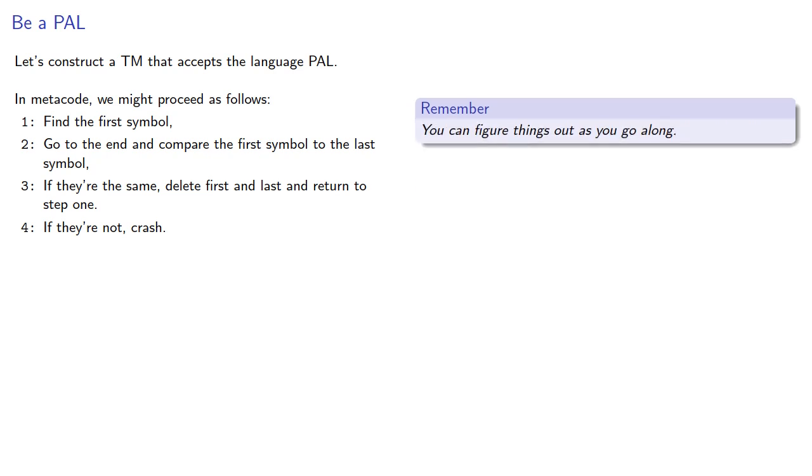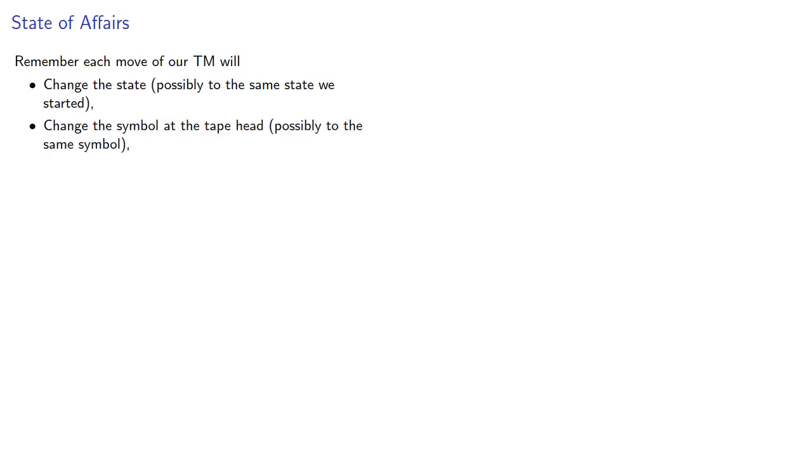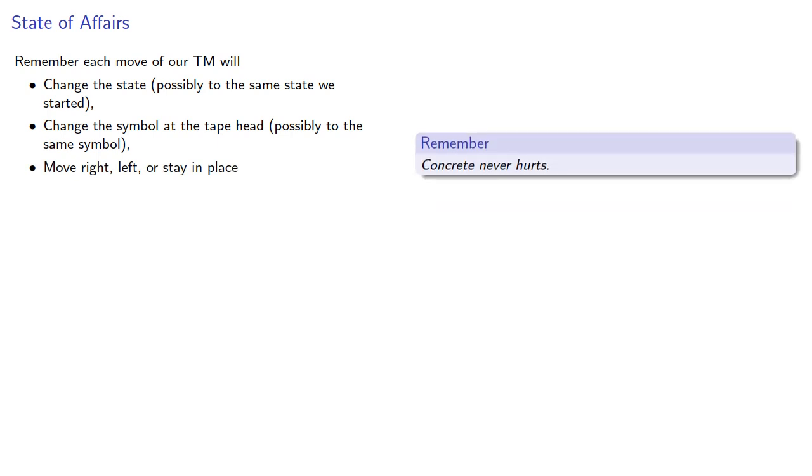Remember, you can figure things out as you go along. So, somehow we want to reach the halt state, but we can leave that a little bit vague for right now until we get more of a handle on the rest of it. So now remember that in general, each move of our Turing machine will change the state, possibly to the same state we started with, change the symbol at the tape head, possibly to the same symbol, and then move right, left, or stay in place. So remember, concrete never hurts.